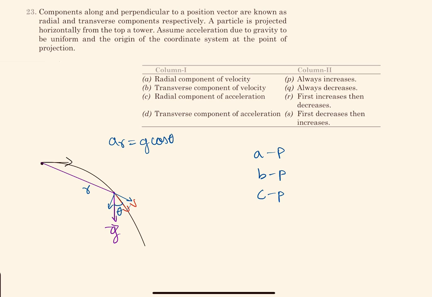And then finally the transverse component of acceleration. So the transverse component would be the component in this direction, and that would be g sin theta. So what would happen to that? As theta decreases, theta is maximum at the top, it is 90 degrees, and as it is going down, theta is decreasing, so that will also decrease. So it should always decrease. That is, for D, we should get Q.